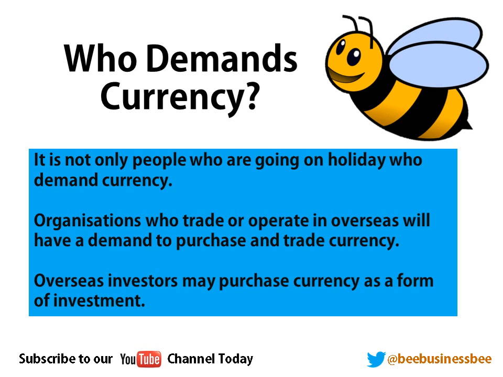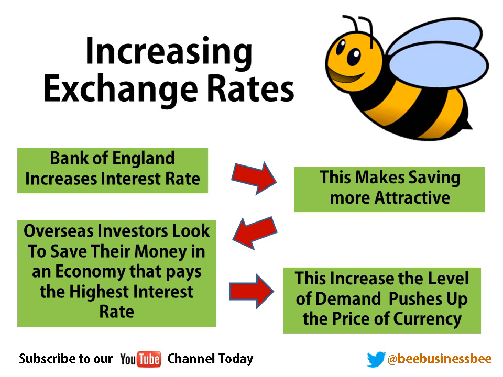So I'm guessing you're probably thinking, what do I mean by that? Because that's fairly hard to get your head around how it works. So let's have a look at it in a more simple diagram and how this impacts on our exchange rate. When the Bank of England increases their interest rate, this obviously is going to make saving more attractive, so people want to save. Now, overseas investors are always looking to get the best return on the money they've got.